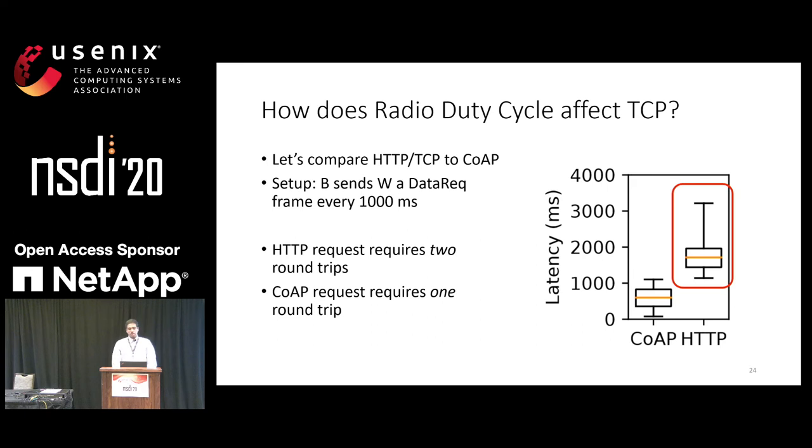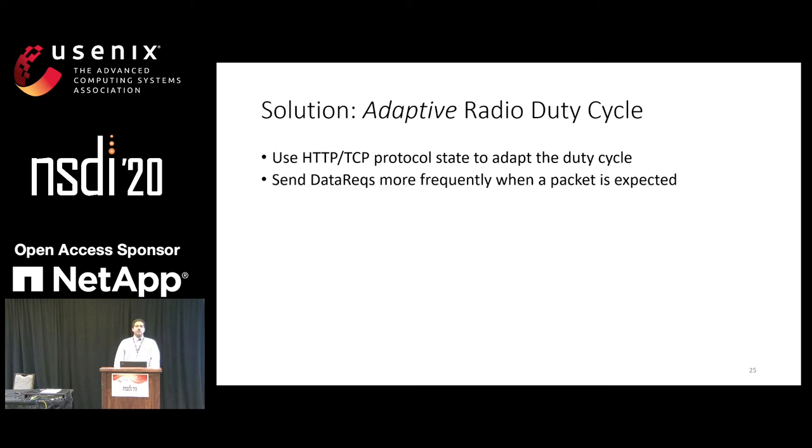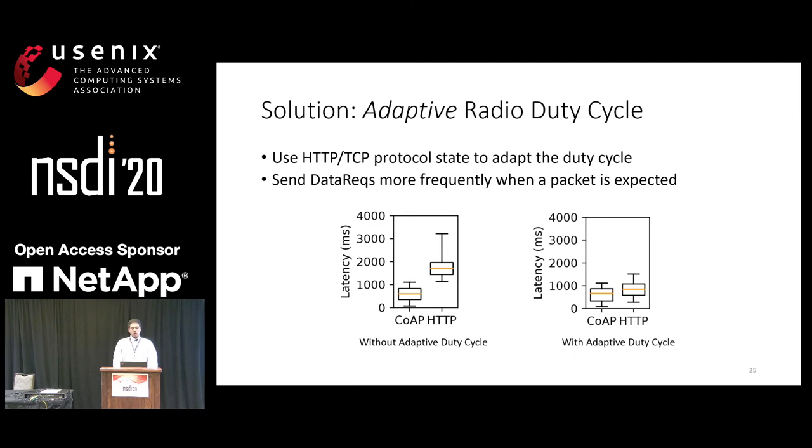So our solution here is to use an adaptive radio duty cycle, where we use the internal protocol state of HTTP over TCP to adapt when we send these data request messages. So in particular, if you're an HTTP sensor node in one of these networks and you receive a SYN packet, you accept a TCP connection, you can be pretty sure that you're going to receive an HTTP request over the connection pretty soon. So what we do is we send the data request messages more frequently at that moment in anticipation of receiving another packet. And once we do this, we're able to almost completely mask the additional latency that HTTP would normally see compared to CoAP.